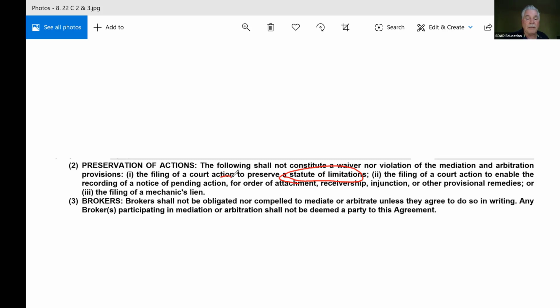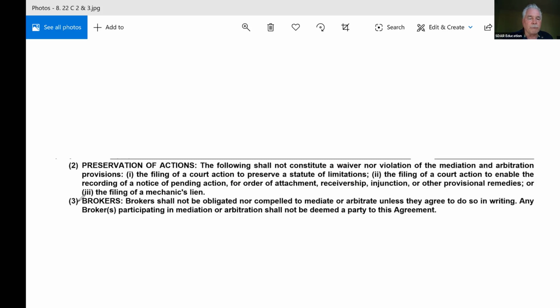So filing a court action to preserve a statute of limitations, and filing a court action to enable a recording of a pending action, otherwise known as a lis pendens. Okay, my favorite word, lis pendens, for order of attachment, receivership, injunction, or other provisional remedies, or a mechanics lien. Those are not going to stop everything we've just said. In other words, it's okay to do these things only because you want to stop the time period from moving.